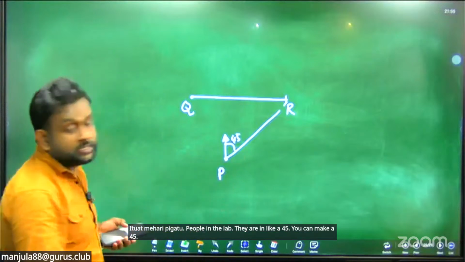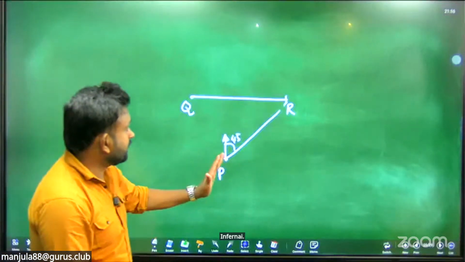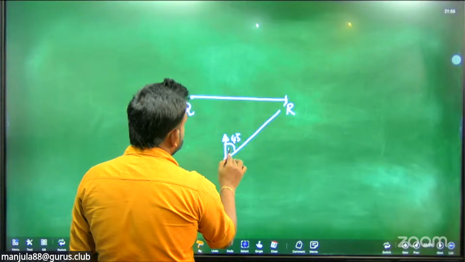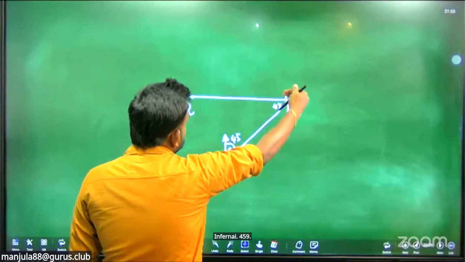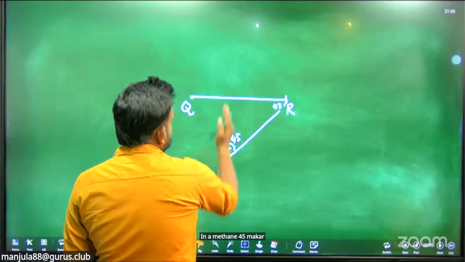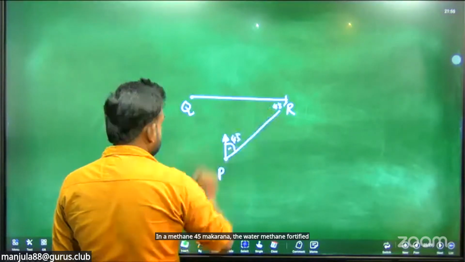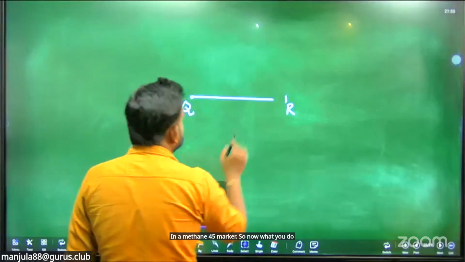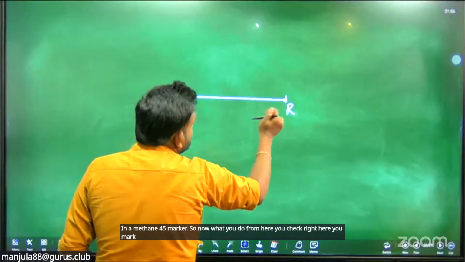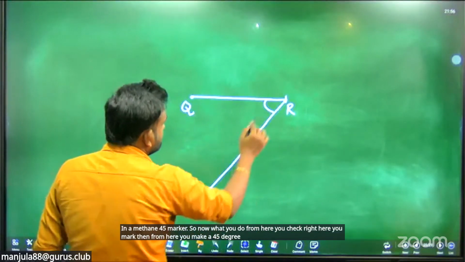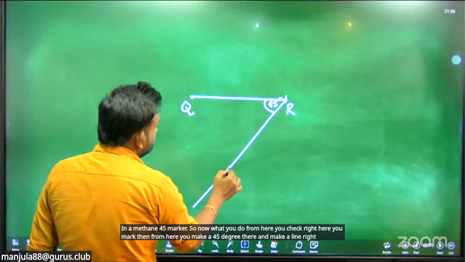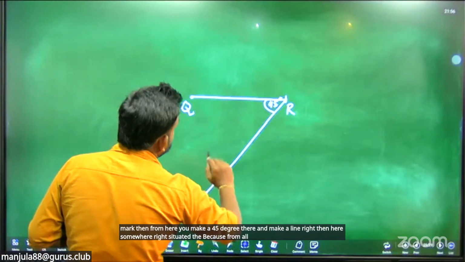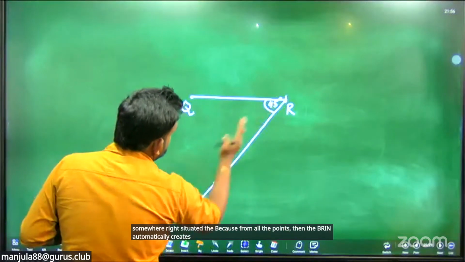So how do we determine P? If we cannot work it out directly, let's think with geometry. This is due east, so this is 90. If this is 45, then here too it is 45. So mark 45 here, and then 45 is automatically formed here. Let's mark 45 on this side. So from here you make a 45 degree angle and draw a line. Then somewhere here P is situated, because from all the points the bearing automatically creates 45 degrees.